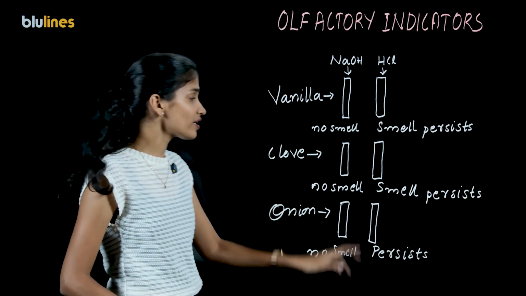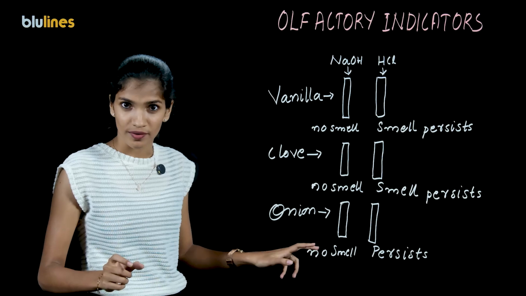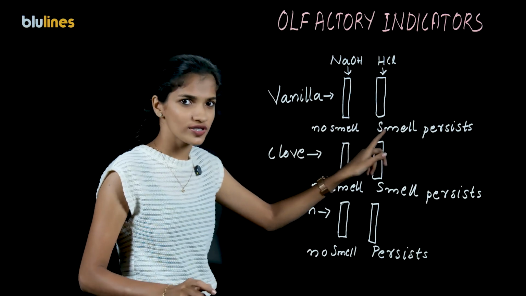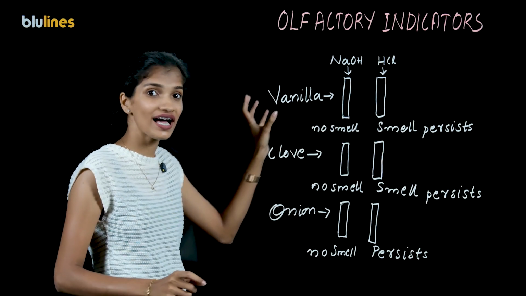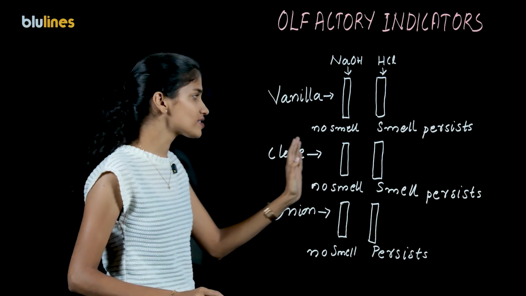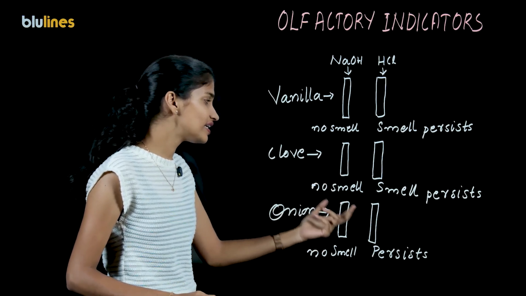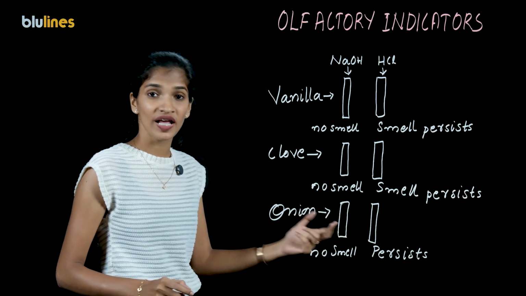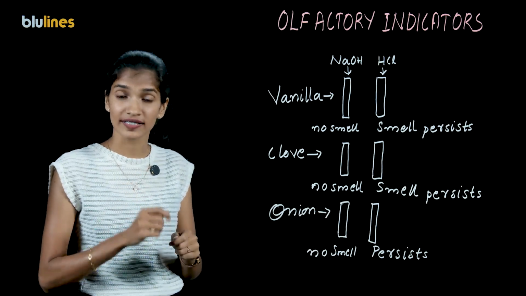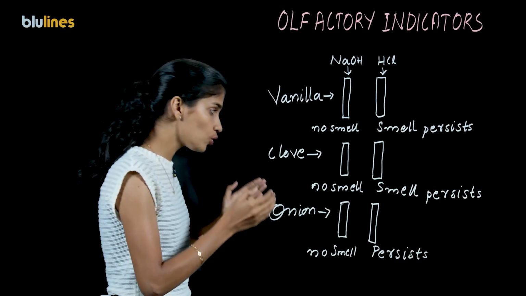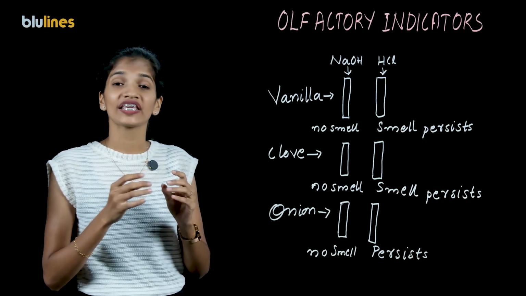Here, I am taking 6 cloth strips. In the first 2 cloth strips, I have sprayed vanilla extract. In the next 2 cloth strips, I have sprayed clove extract. And in the last 2 cloth strips, I cut some onion and placed it with these 2 cloth strips, and I kept them in the freezer.